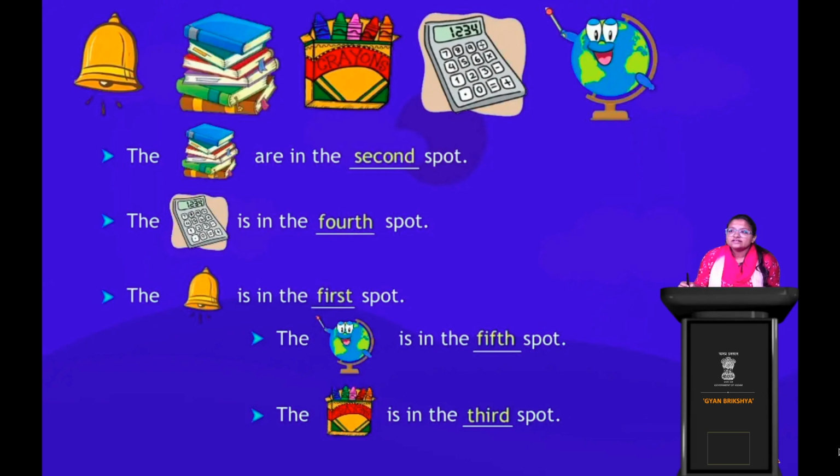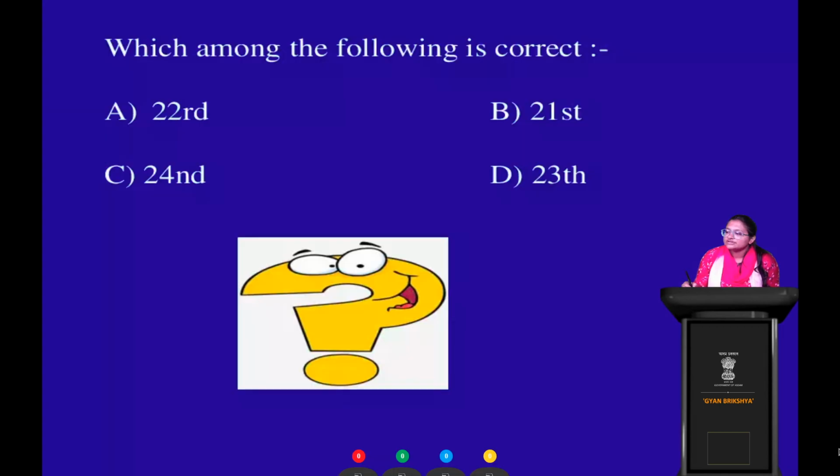Now look at these ordinals once again. Second, 4th, 1st, 5th, 3rd, all these are nothing but ordinals, right? Why? Because they are showing the order or the sequence of the objects that are kept. Bell is in the 1st, books are in the 2nd, crayons in the 3rd, calculator in the 4th, globe in the 5th. So all these are showing order, right? Okay, now, so let's take up this. What do we have in store for us?